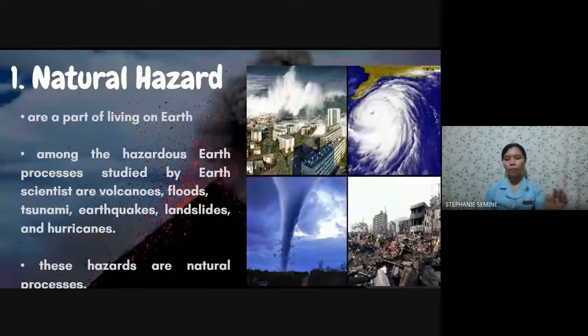Okay, so with respect to the environment, earth science also deals with natural hazards since it is part of living here on earth. Among the hazardous natural processes studied by scientists are volcanoes, floods, tsunamis, earthquakes, landslides, and hurricanes. Remember that they become hazards only when people try to live where these processes occur.